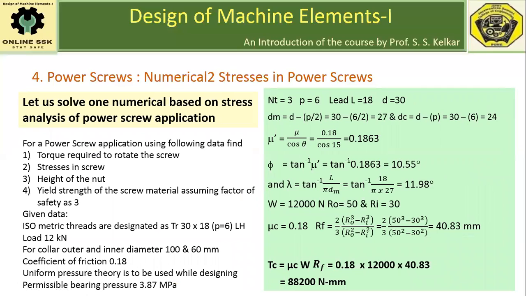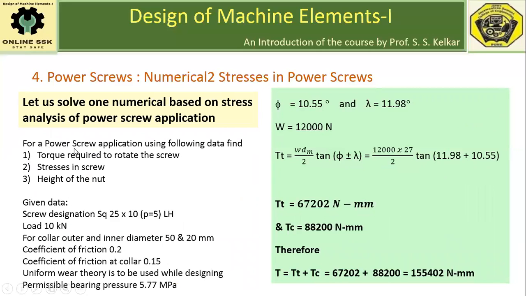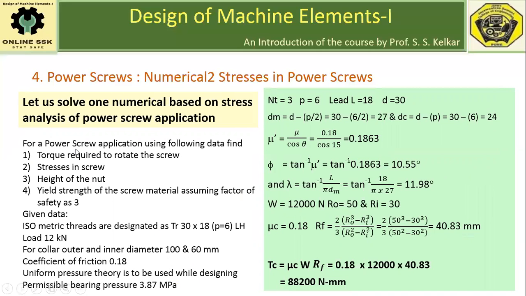Now let us solve one numerical wherein the idea will be cleared up. The problem statement is as shown here. For a power screw application using the following data, we have to find the torque required to rotate the screw. We have to calculate the stresses developed inside the screw. We have to calculate the height of the nut, and we also have to calculate the yield strength of the screw material, achieving a factor of safety equal to 3.